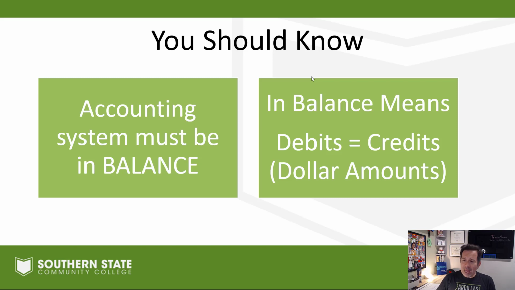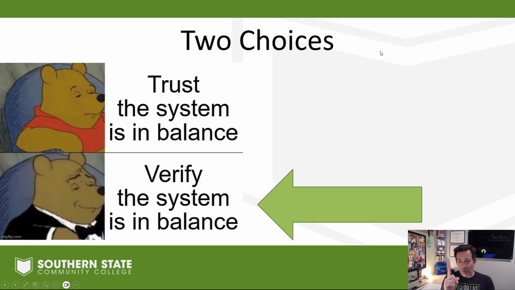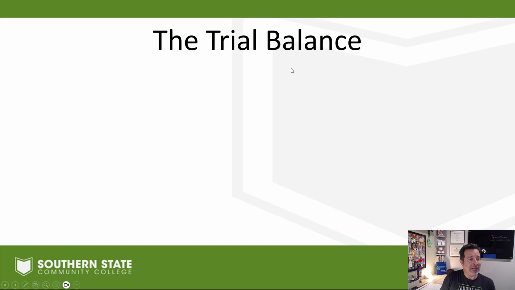So, we have two choices here. Two things we can pick from. We can, one, trust the accounting system is in balance. We can just wildcat it and say, yeah, it's probably okay. Or two, we're good accountants. We don't trust. We verify. We make sure we verify the system is in balance. The way we do that is with our trial balance.